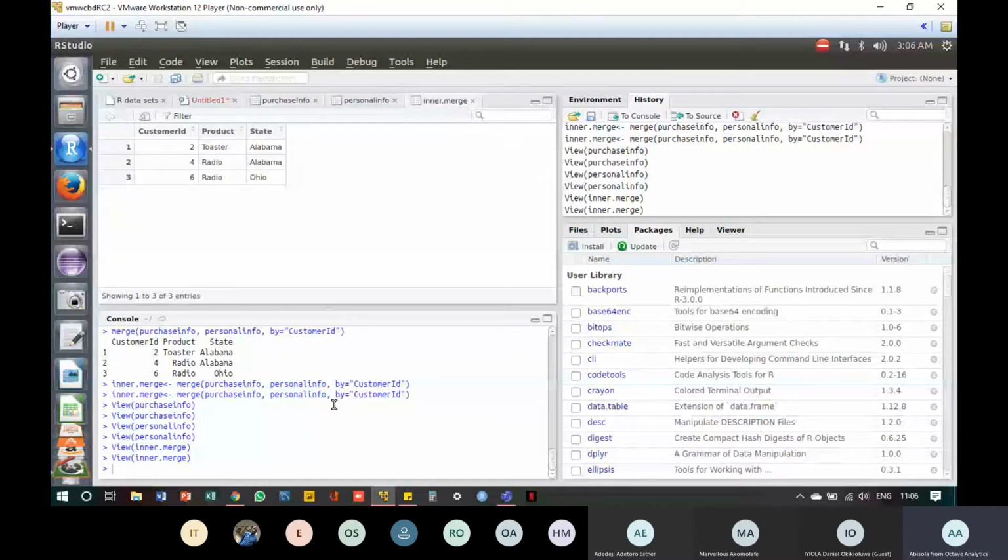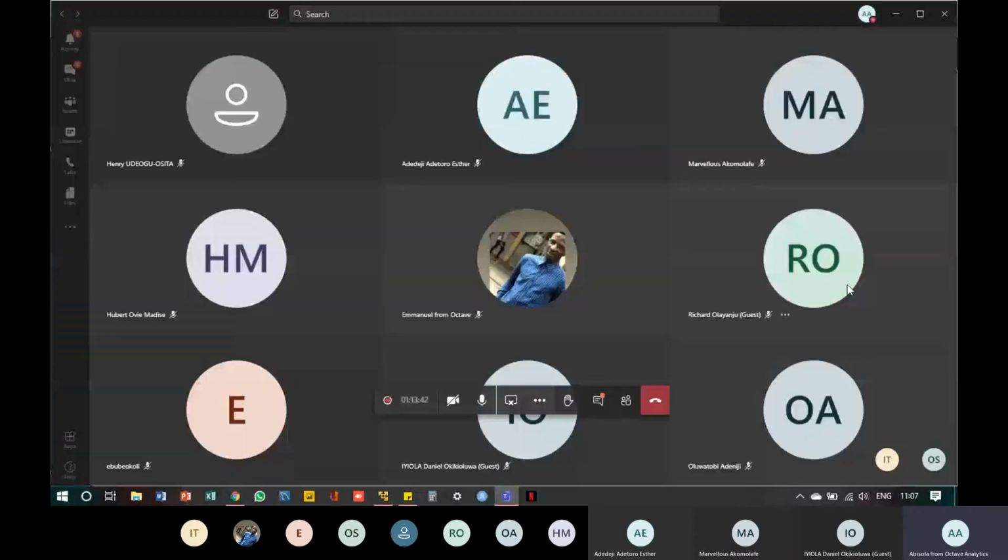So the normal merge function, merge with no specification, gives us the basic general merging, which is called the inner merging. The inner merging takes the data that is common to data frame 1 and data frame 2, based on the column that is common to both of them. Any questions, please? Before I move on, any questions?